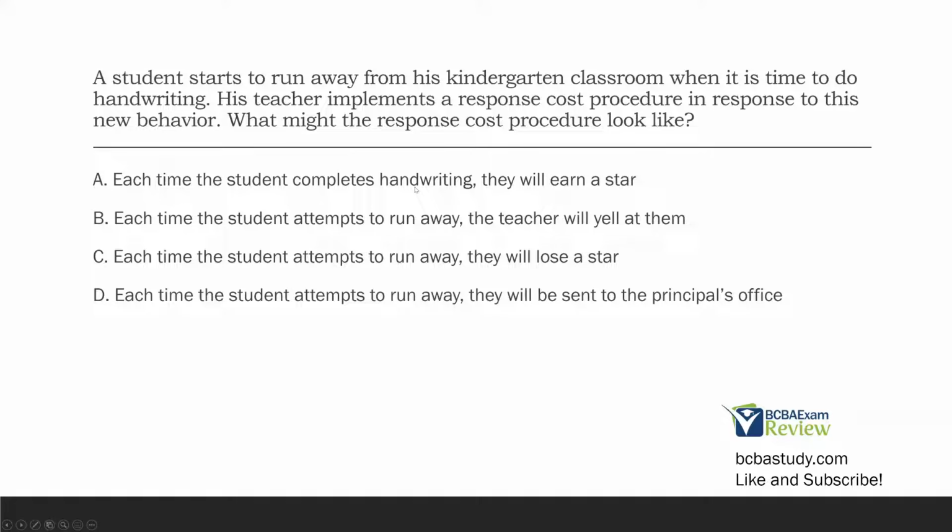What do we do when we see a term? Define it. Define it in your head. Response cost. I am taking away something in response to a maladaptive behavior, typically used in a token system. It is a negative punishment procedure. Bam, I know everything now about response cost to answer this question.